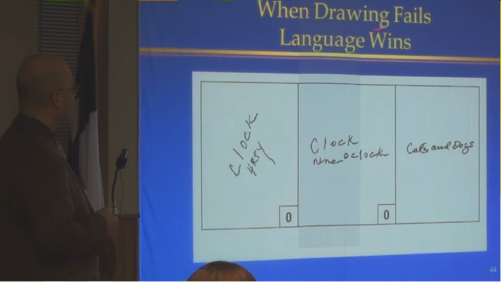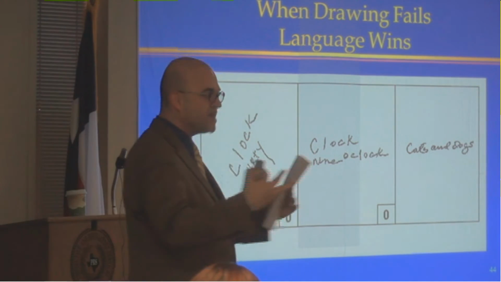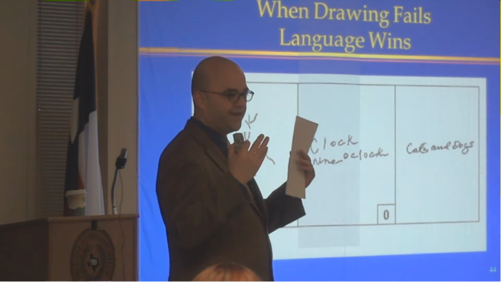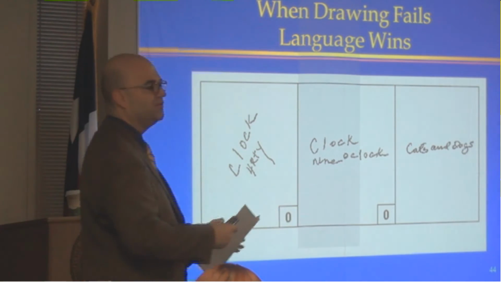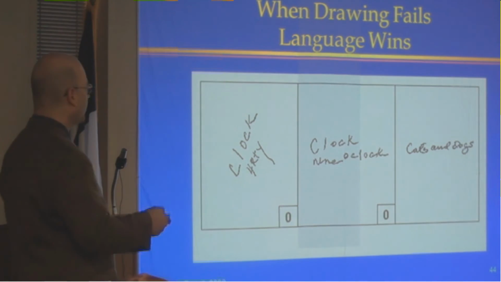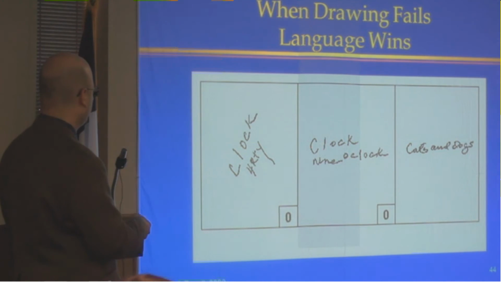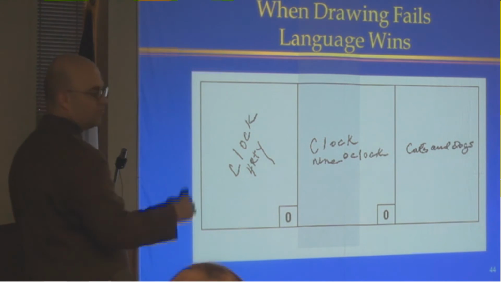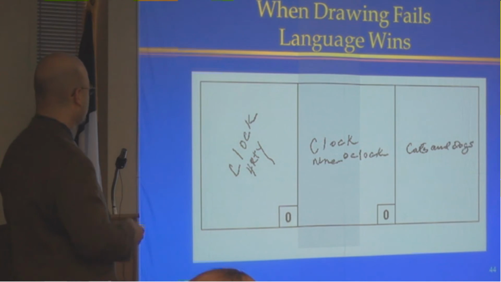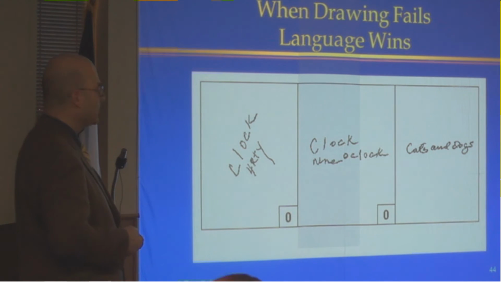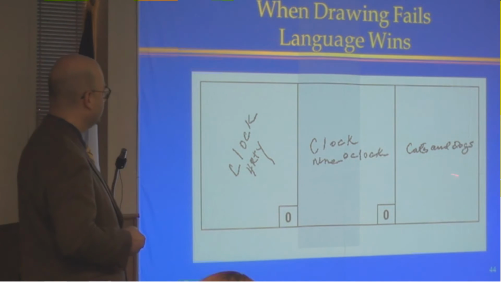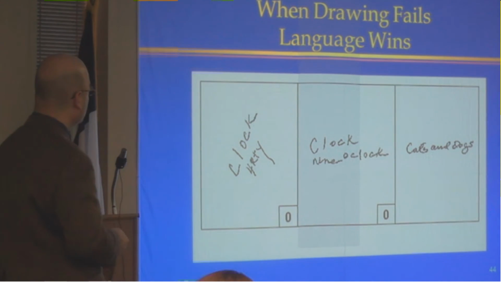Now, when drawing fails, language wins. How interesting. He's just grasping whatever he has left. His language is what is preserved, and he tries to complete the task by writing. And of course, his score is completely zero. The only task he did well, he puts cats and dogs on the fire. So language.